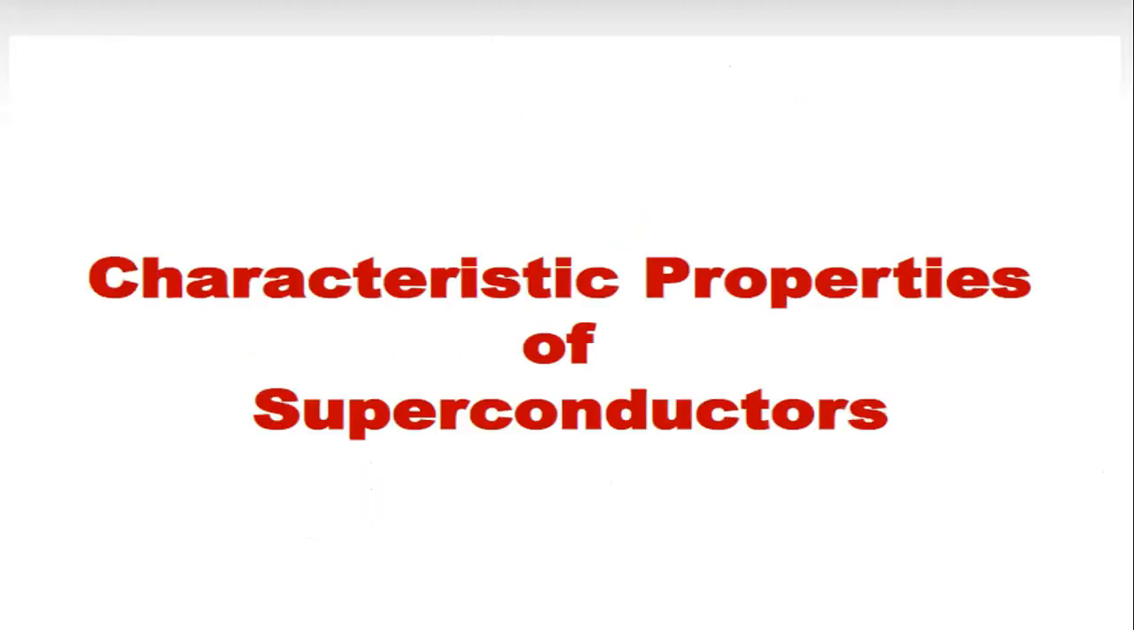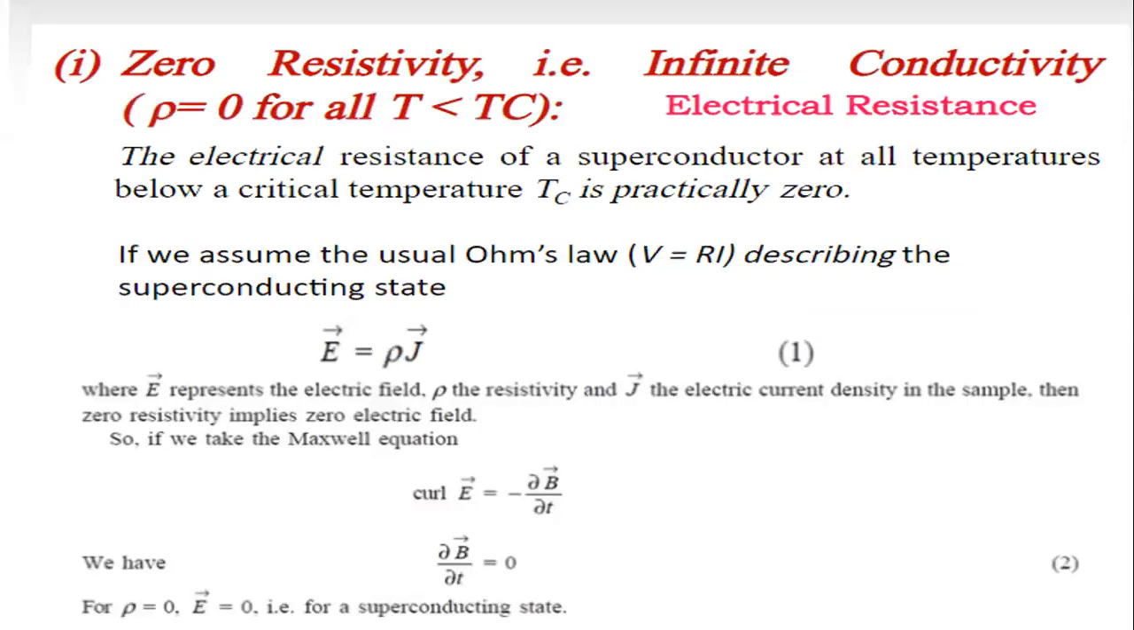So now, just now we discussed the meaning of a superconductor and the different types of superconductors, type 1 and type 2. Now, since we have the exact definition or concept of a superconductor, we deal with the characteristic properties of superconductors. What are the different characters?